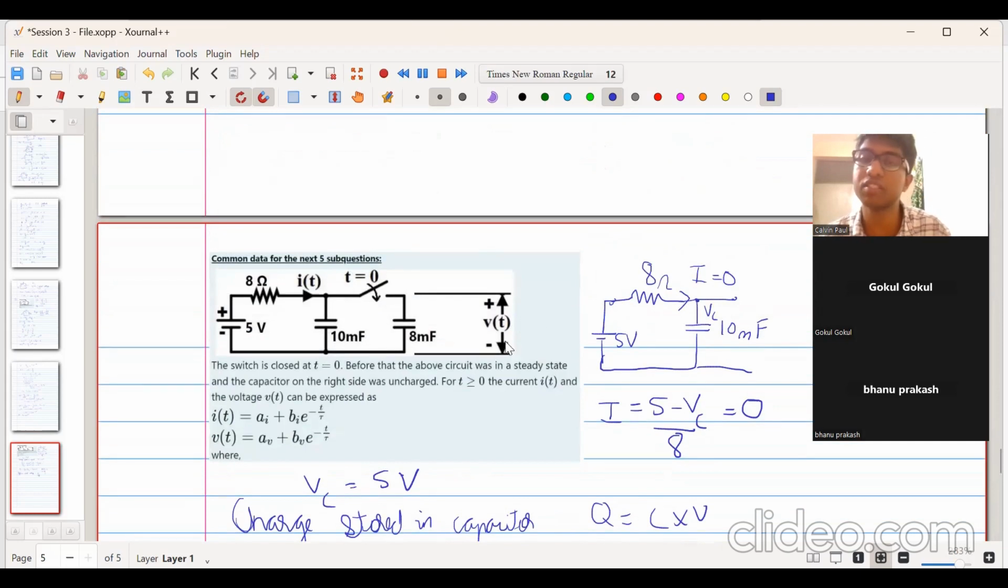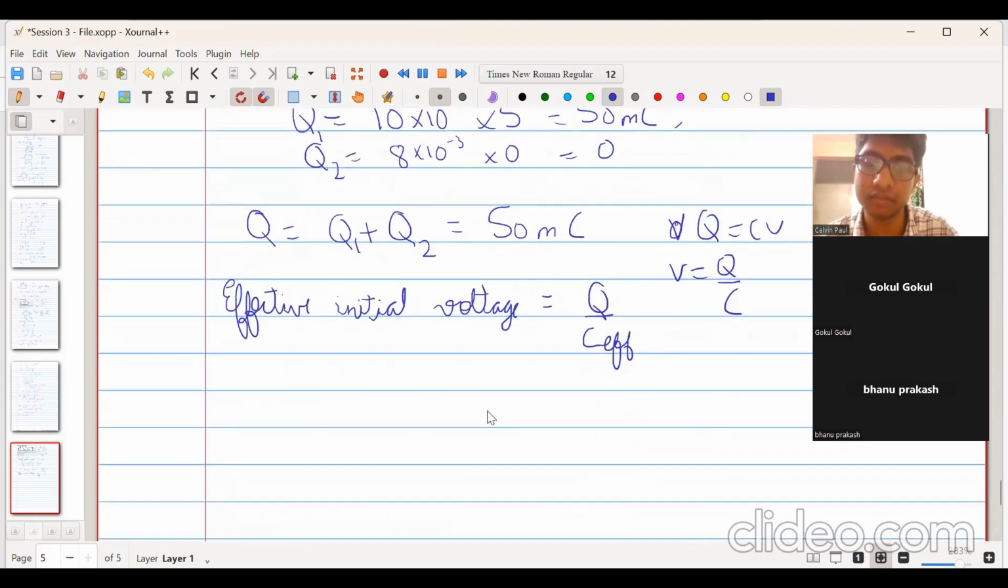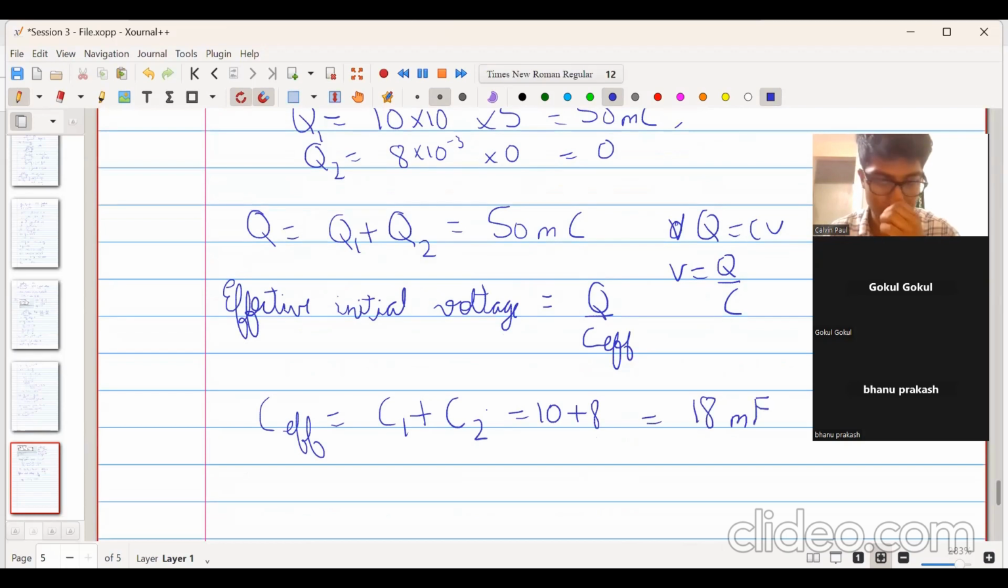When we connect two capacitors in parallel, what will be the effective capacitance? C1 plus C2. So it will be equal to 10 plus 8, which is equal to 18 millifarad.